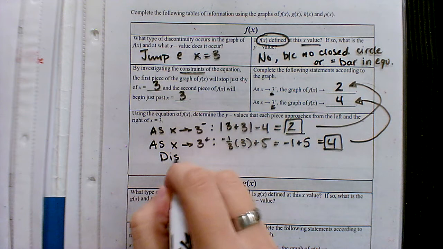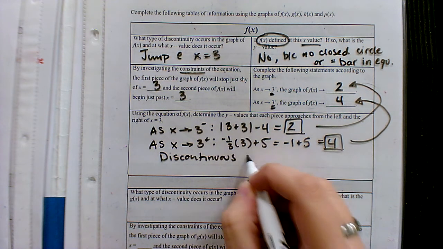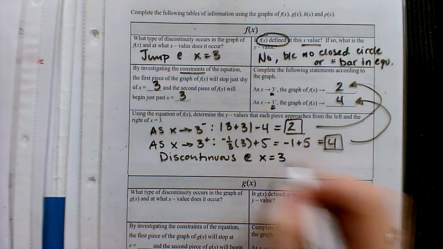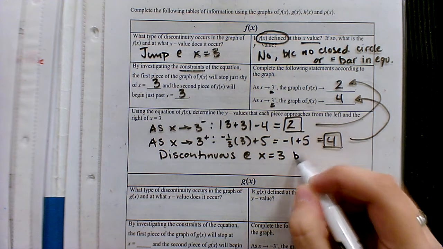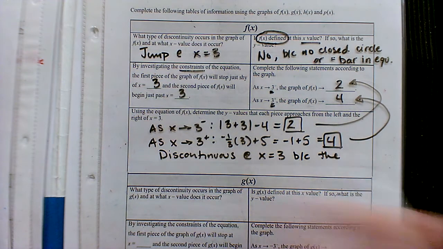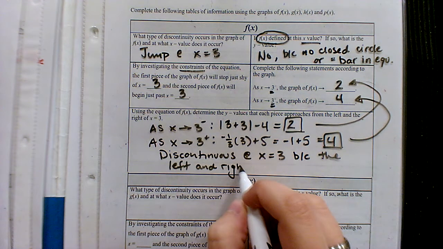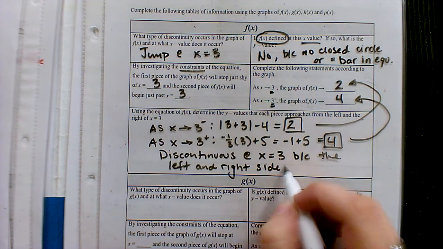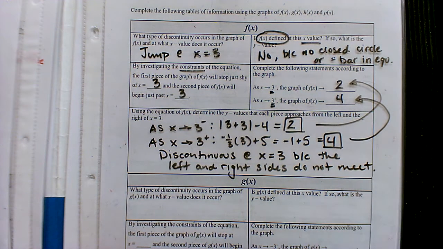So we'll say that this graph is discontinuous at this x value of 3. That's our special location where one graph ended and the other one began, because the left and right sides do not meet. That's what's causing the jump. They're at 2 different levels. They're not meeting up. Does that make sense?